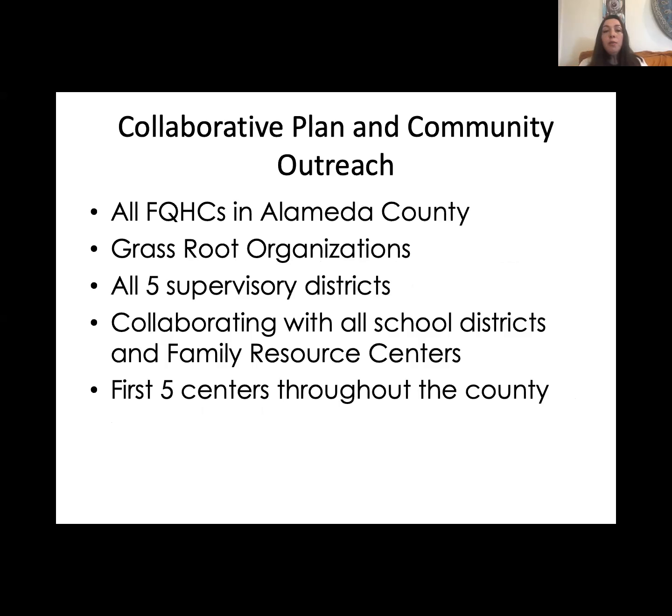Just to give you a little snapshot of our collaborative plan, all of the QCs in Alameda County were involved, grassroots organizations, all 5 supervisor districts, and collaborating with all the school districts and family resource centers and First 5 centers throughout the county. Next slide.